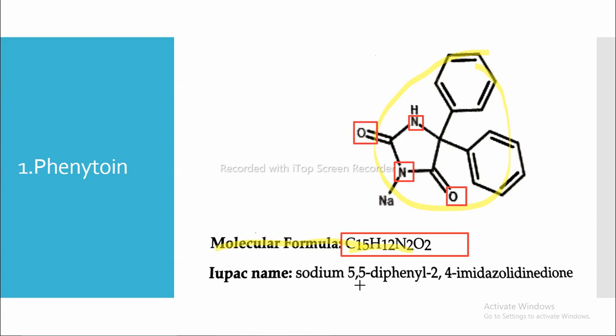So sodium 5,5. This one is sodium, Na, that is sodium 5,5. So this is the fifth position and we have 5,5 diphenyl. So this is phenyl 1 and this is the second phenyl. So it is diphenyl imidazolidine-2,4-dione. So this is the IUPAC name of phenytoin.